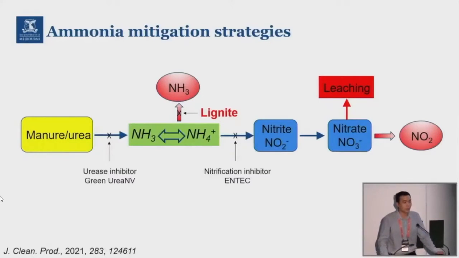So what are the mitigation strategies? We have to look at the life cycle of nitrogen in animal manure, because the animal feedlot is a hotspot for ammonia emission. Basically, the urea in animal manure hydrolyzes into ammonia, and the ammonia can be lost into the atmosphere through volatilization. It can also be oxidized into nitrate and lost through leaching.